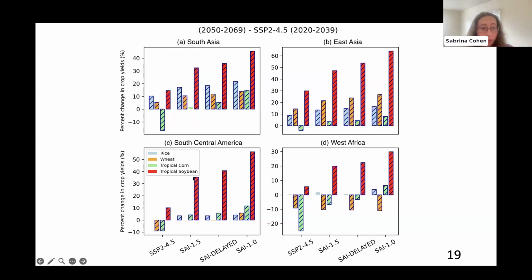But we can see, for example, if we look at the yields in the different regions, we can see that in general for South and East Asia, we have increases in yields for almost all crops and almost all scenarios. And for South Central America and West Africa, we see overall decreases in yields.